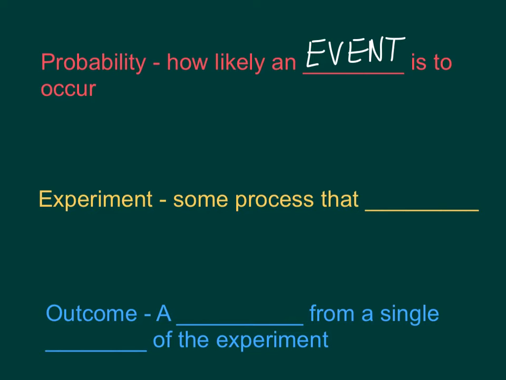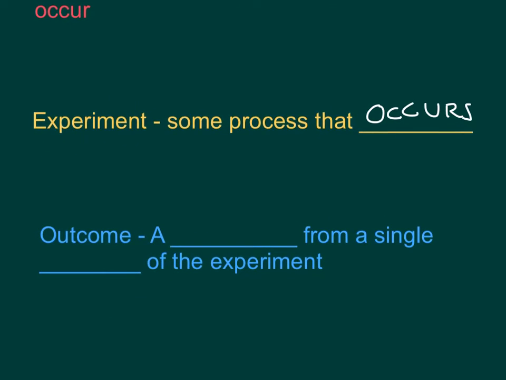Experiment is another keyword, and I would say this is just a process that occurs. And then, of course, you have an outcome. After you have an experiment, you have results, an outcome. I would say an outcome is a result from a single trial of the experiment.